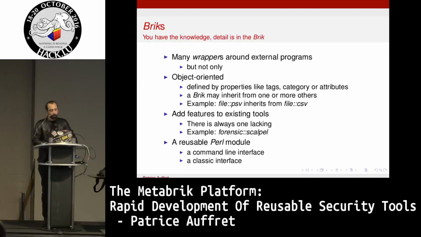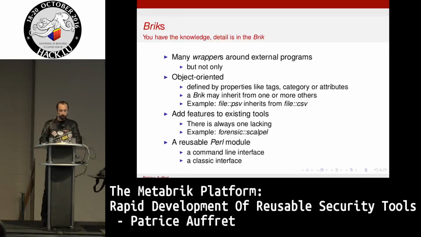What is a brick? So I said it, it's wrappers around external programs, but not only. A brick is an object and is defined by a set of properties like tags, category, or attributes. And because it's object-oriented, a brick may inherit some property from another one. So it's easy to write a new brick which looks like an existing one. For instance, the file PSV brick is able to handle pipe-separated values, and it just inherits from the file CSV. You just change the separator. Instead of comma, it's a pipe.